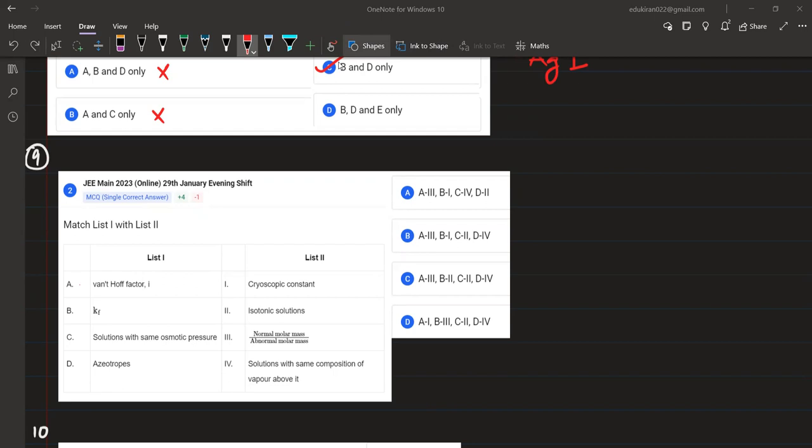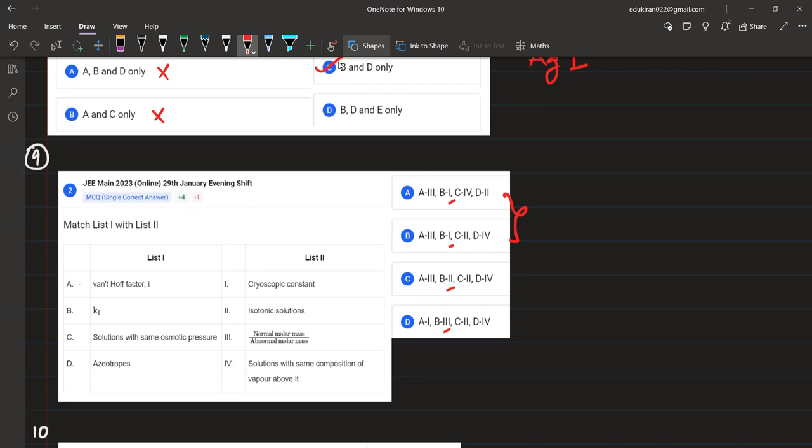ठीक है, बी में एक बार वन है, दूसरी बार वन है, तीसरी बार टू है और दूसरी बार थ्री है. दैट मीन्स अगर हमने बी को सही आइडेंटिफाई कर लिया तब हमारे पास सिर्फ और सिर्फ कितने ऑप्शन बच जाएंगे? सिर्फ और सिर्फ दो ऑप्शन बच जाएंगे. उसके बाद फिर आप सी को देख लीजिए या फिर डी को देख लीजिए. ठीक है, तो यहाँ से इस तरह से आप पहले चूज कीजिए.